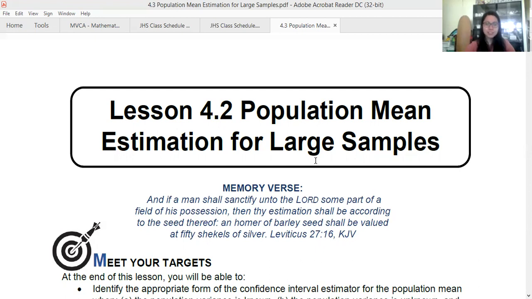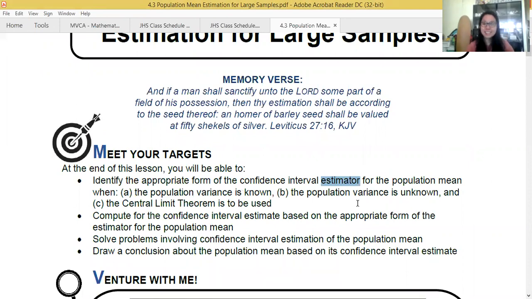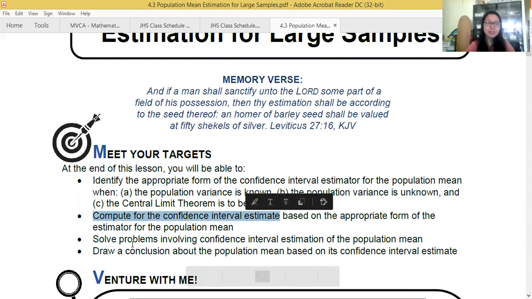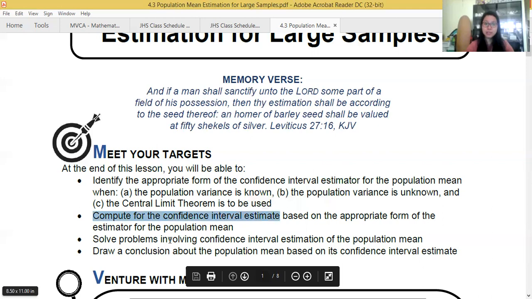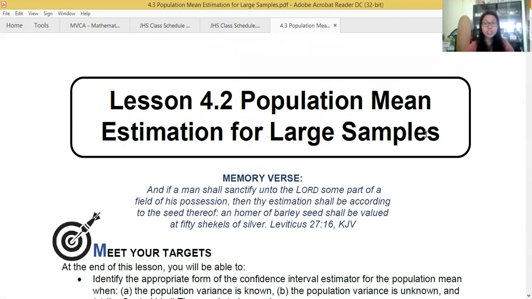Now, at the end of this lesson, we'll be able to identify the appropriate form of confidence interval estimator. Again, when we say estimator, it means formula. The answer is what we call the estimate. So an estimator is a formula, and an estimate is the numerical value. Next, we compute for the confidence interval estimate. Then we solve problems involving confidence interval estimation. And the last, we draw a conclusion about the population mean. Now, bear in mind that this is for large samples.